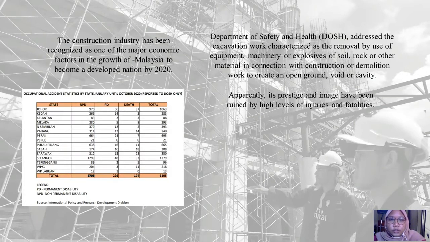Statistics of occupational accidents stated that from January until October 2020, the total number of workers involved in occupational accidents was 6,105 workers, according to DOSH 2020. As a result of the poor safety performance in the construction industry, both society and the economy in Malaysia have suffered worker and economic casualties.